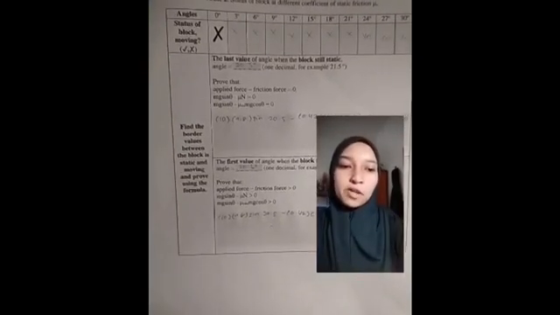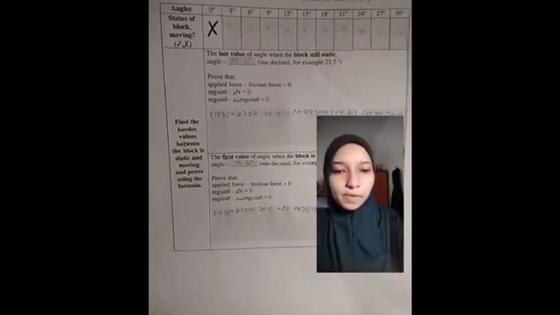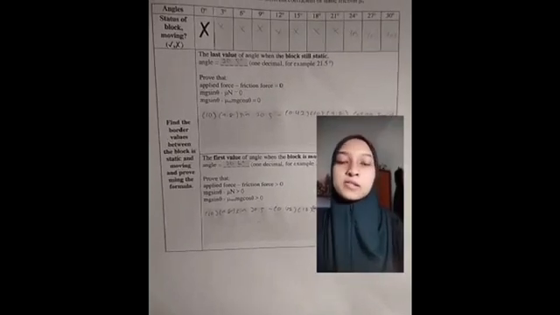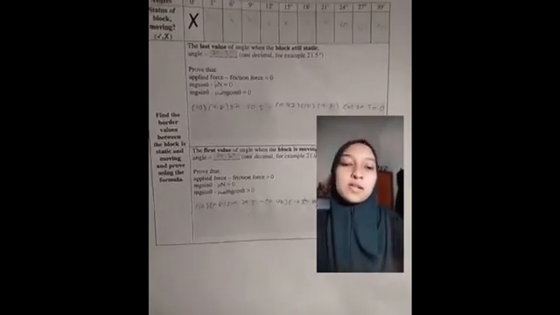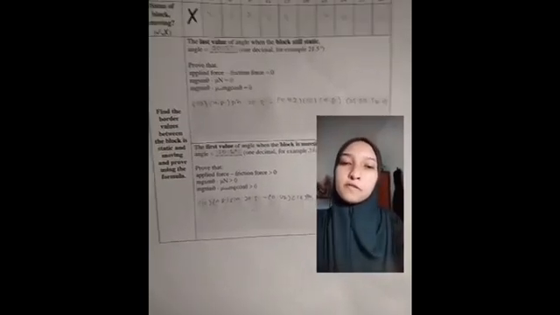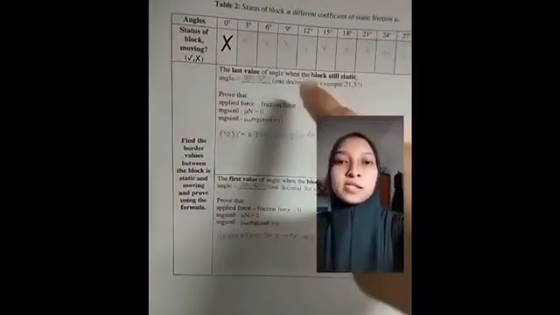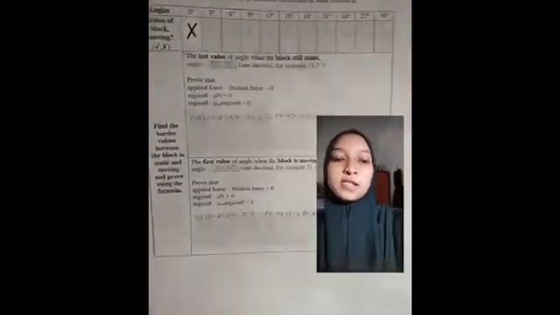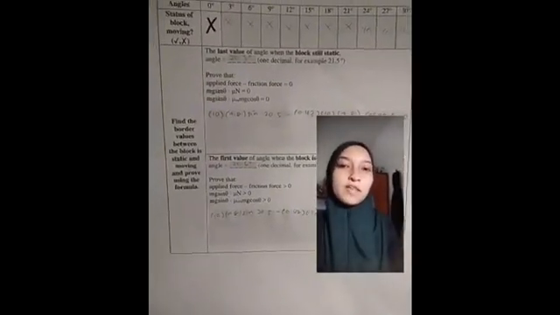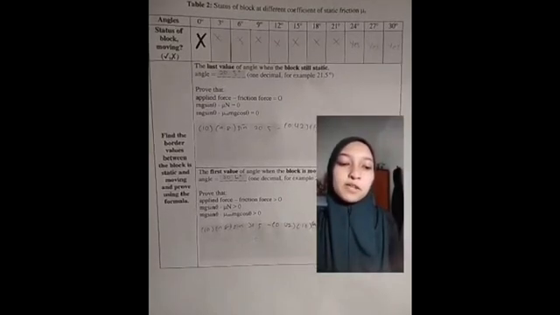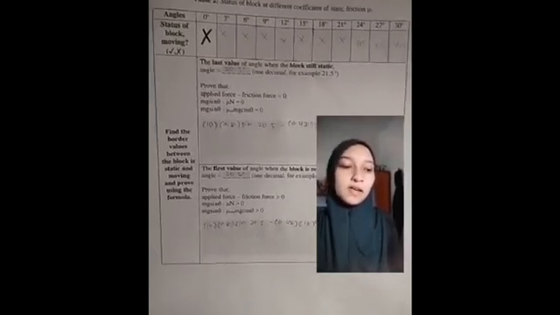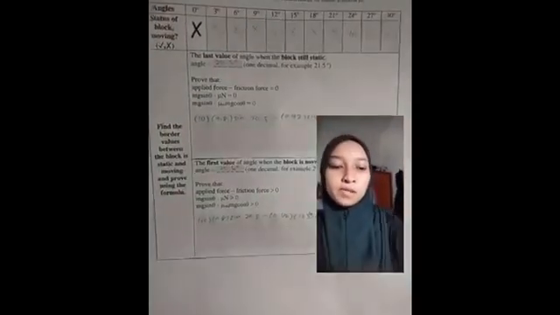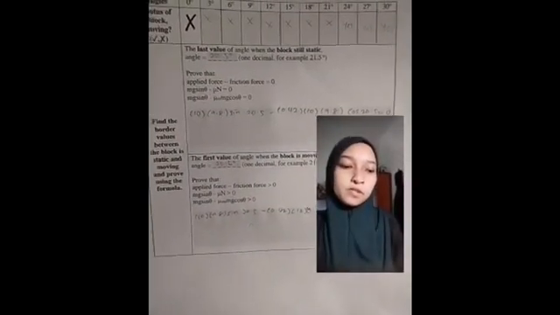Hi, I'm member 3. I will explain the angle experiment in table 2. We continue to use the same website and we key in the same values. If we put 0, it is not moving, so we have X here. And when the angle is moving, we put yes here. Then we find the final angle for angle not moving and angle starting to move. We put it here to prove whether it equals 0 or not.